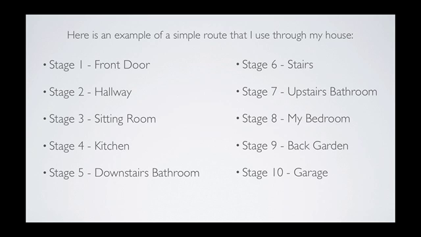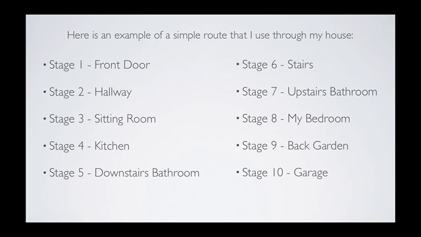And here is my example of a simple route that I would use through my house. So stage 1 would be my front door because that's where I start off. Then stage 2 is my hallway. So after my front door, I walk into my hallway. Then I turn right and go into my sitting room, which is stage 3. Next is stage 4, which is after my sitting room, I go into the kitchen.